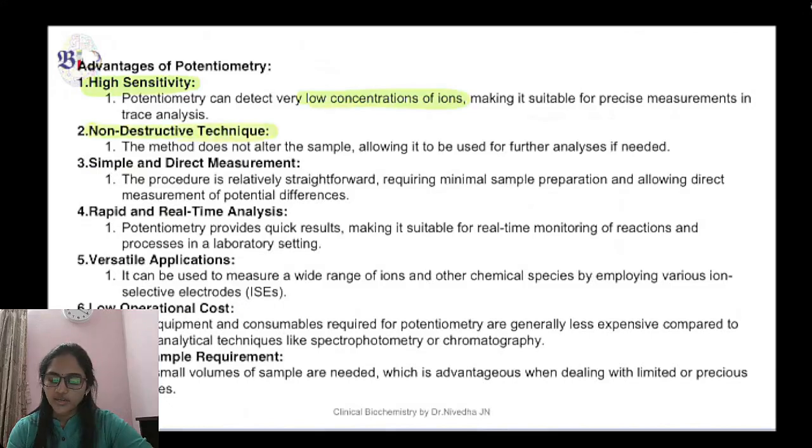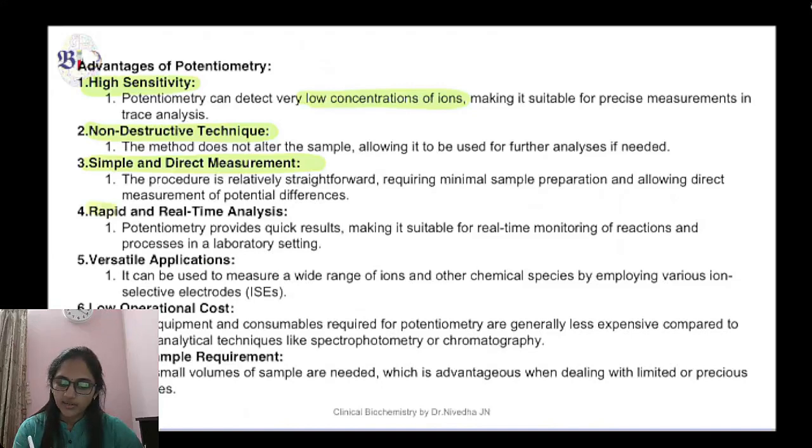Next, it is a non-destructive technique, which means that when you give the sample to the electrolyte analyzer, the sample is not deteriorated or altered. After that, you can use the same sample for other biochemical analysis also. Next is simple and direct measurement. It is very simple: in the electrolyte analyzer, you just give the sample, a very small amount is taken, and it gives you the concentration straight away.